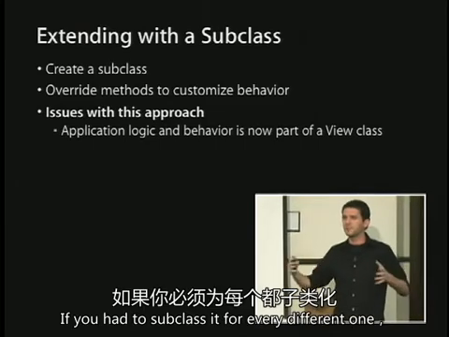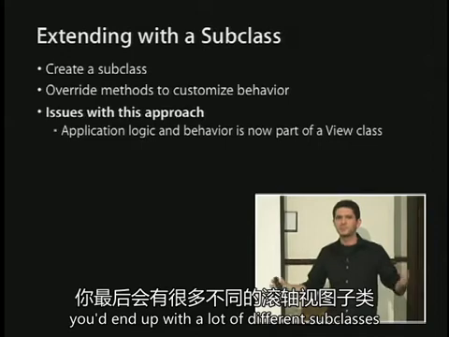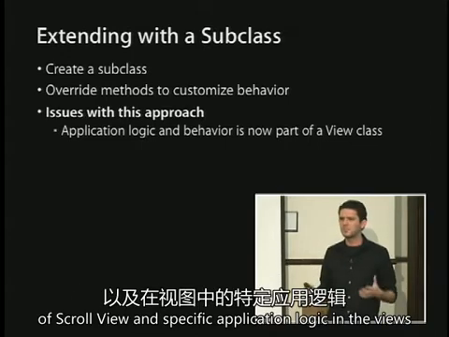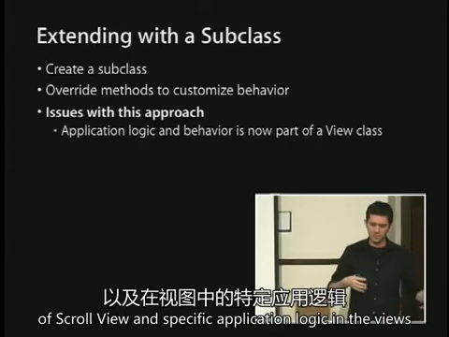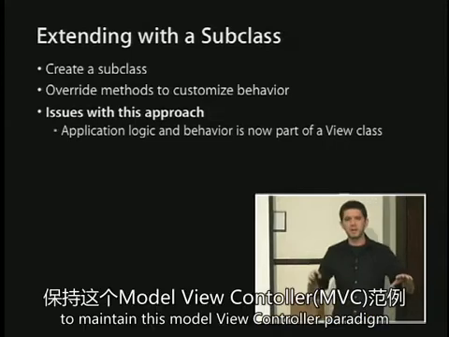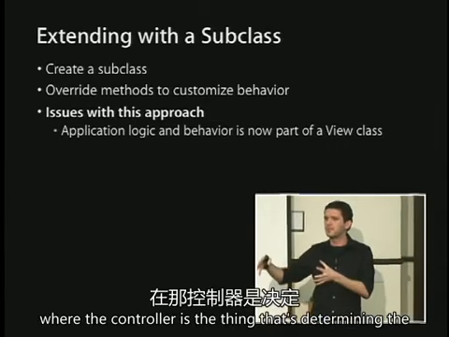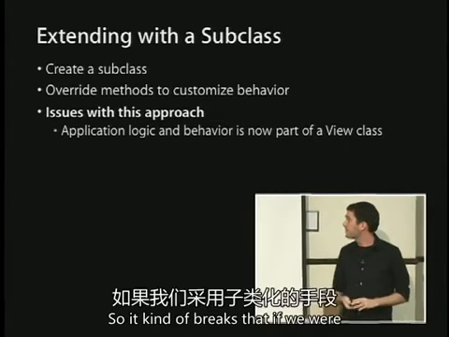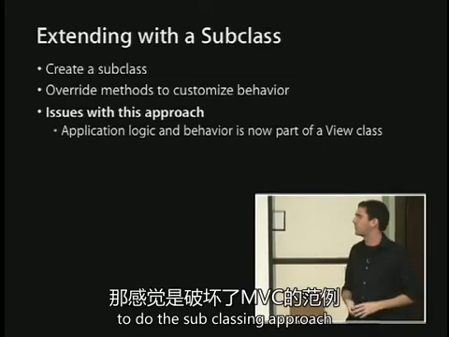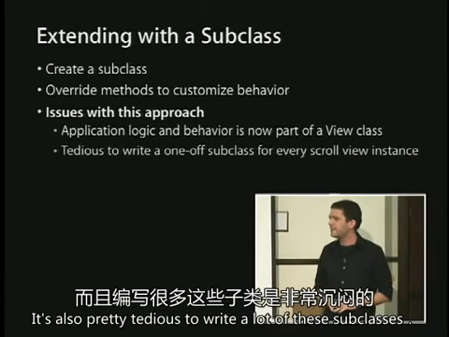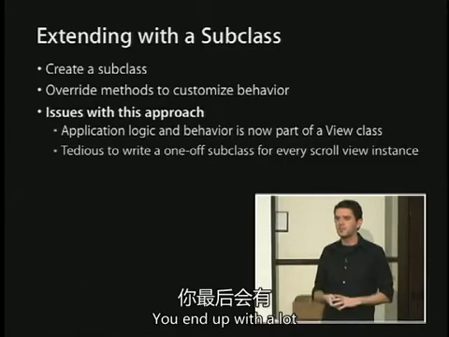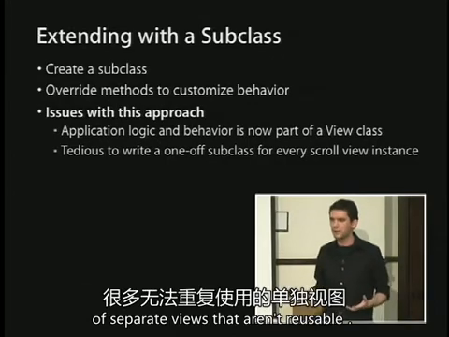If you had to subclass it for every different one, you'd end up with a lot of different subclasses of scroll view and specific application logic in the views, when we're really trying to maintain this model view controller paradigm where the controller is the thing that's determining the application logic. So it kind of breaks that if we were to do the subclassing approach. It's also pretty tedious to write a lot of these subclasses. You end up with a lot of separate views that aren't reusable.